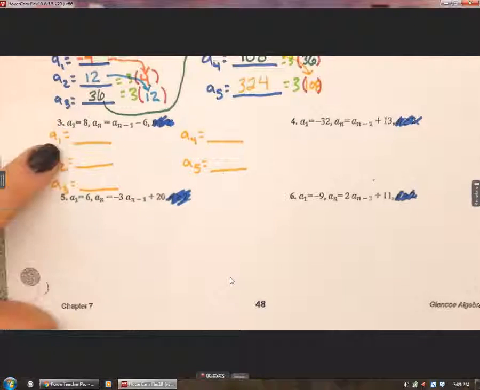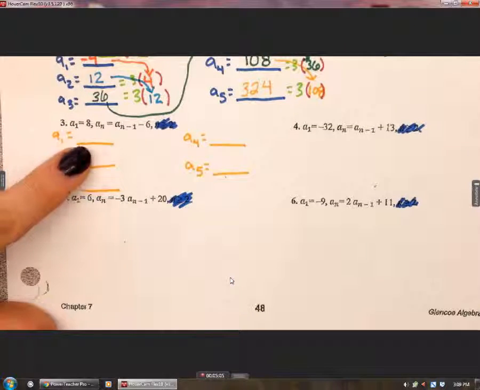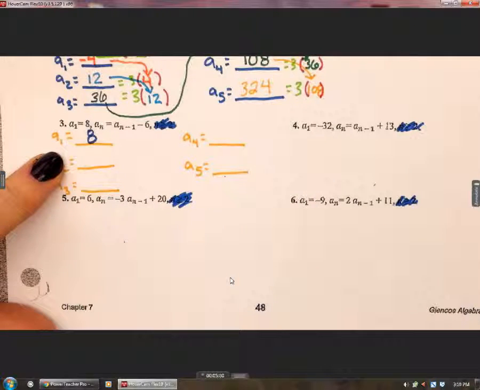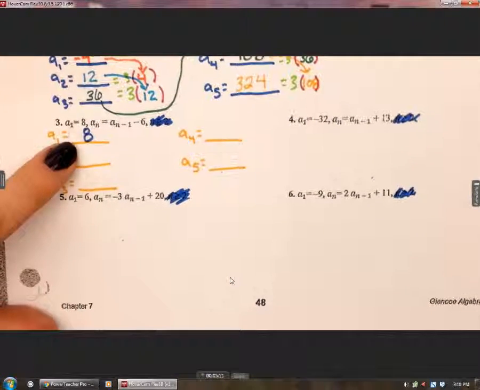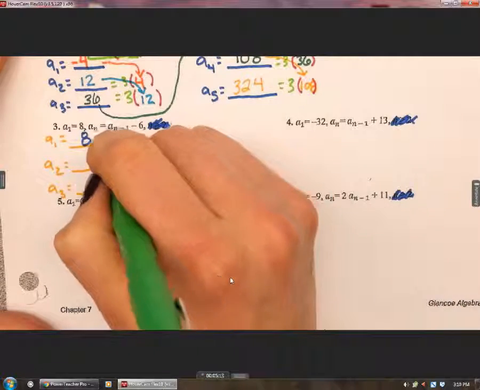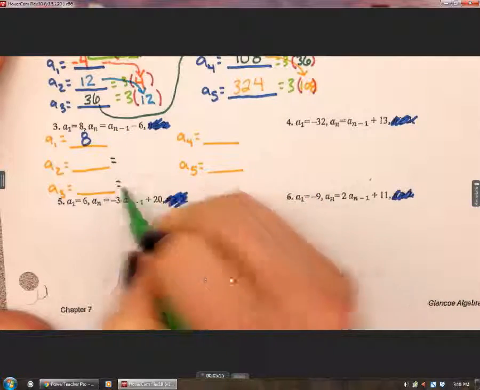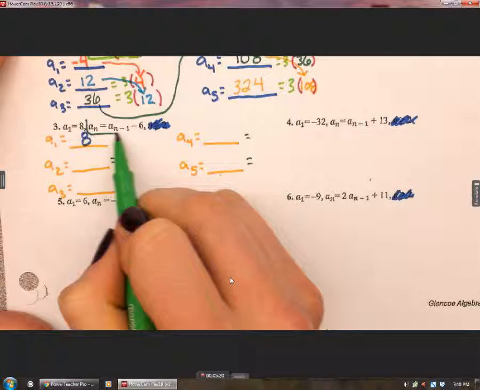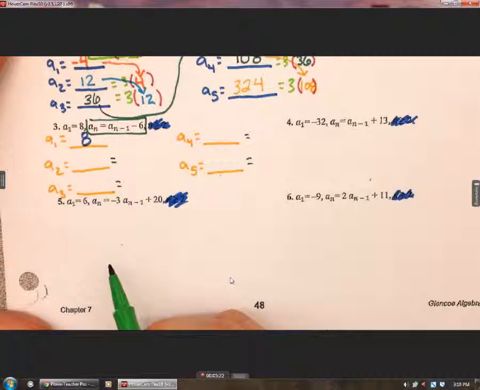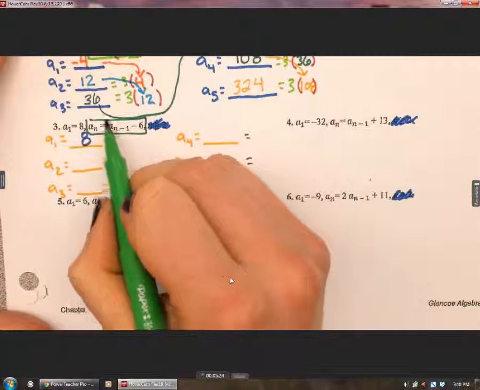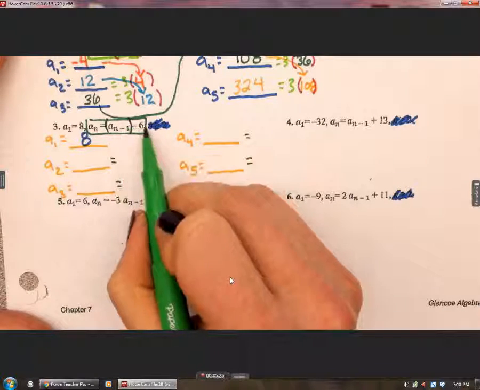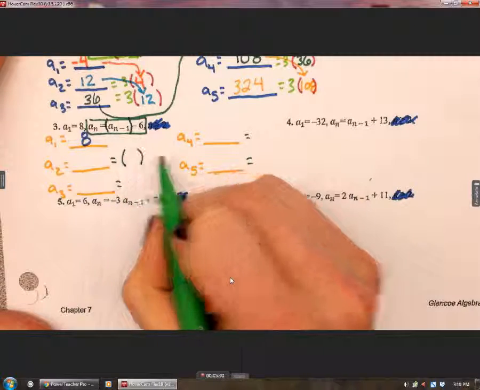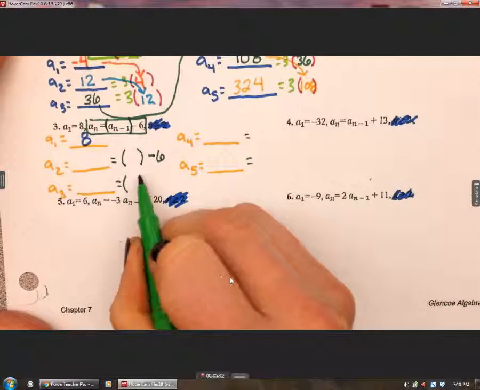Let's get our easy point. A sub 1 equals what? 8. Once you get that first line, that means all these other ones, we can write out this equation. Here's the equation right here in the middle. It's a parenthesis minus 6. So in the parentheses here, I'm just going to leave my parentheses open, and I have a minus 6.